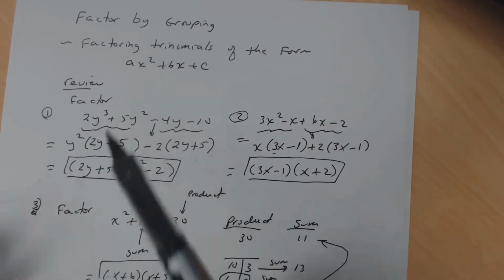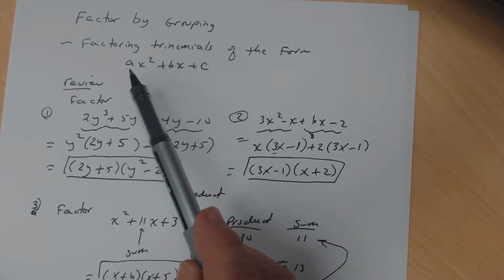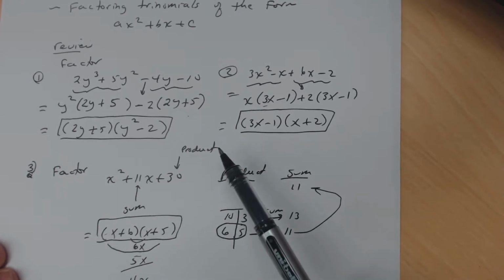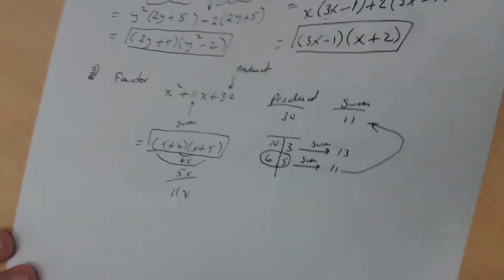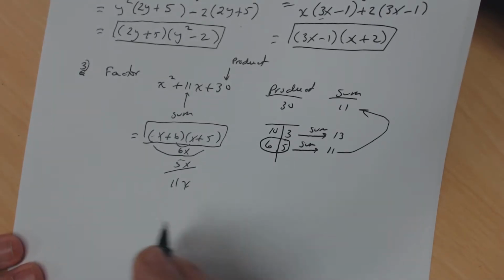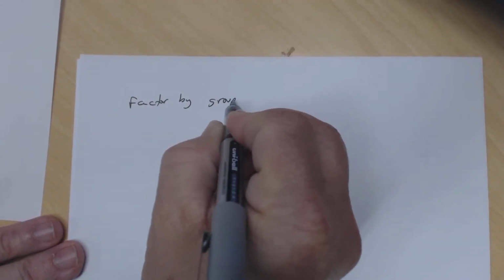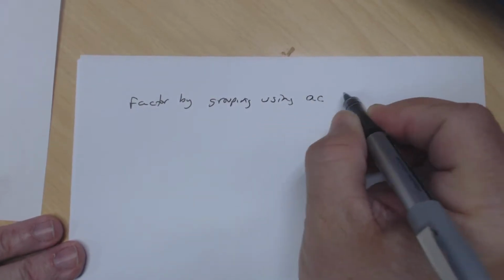Okay, so all of this was a review of things that are needed in order to do the following problems that we're about to do by grouping, where the coefficient is no longer 1. But we're going to use the same idea, product and sum, to do these problems. So this is called the AC method. So we're going to factor by grouping using the AC method.